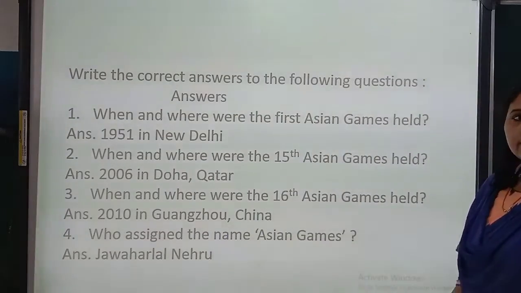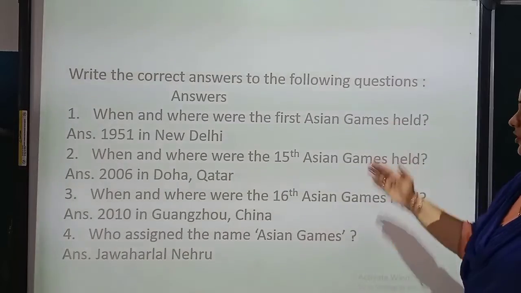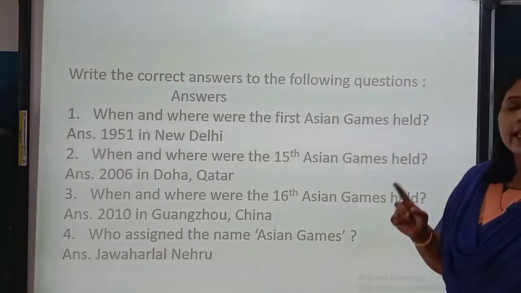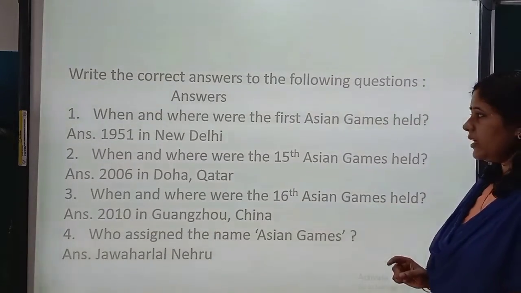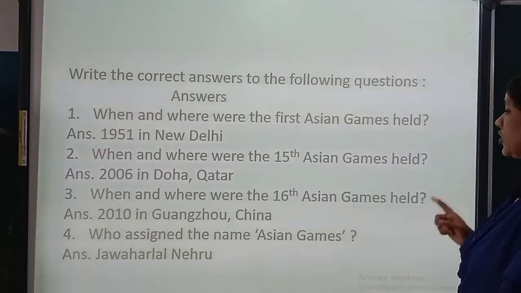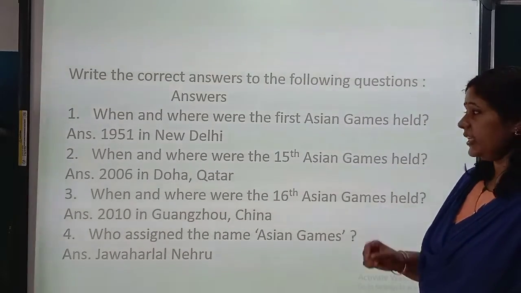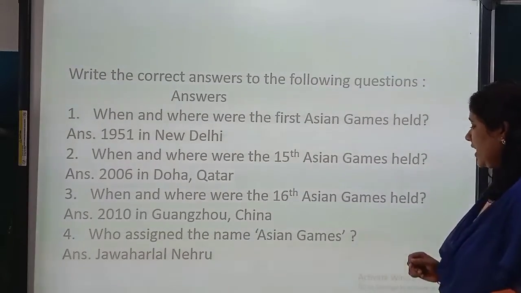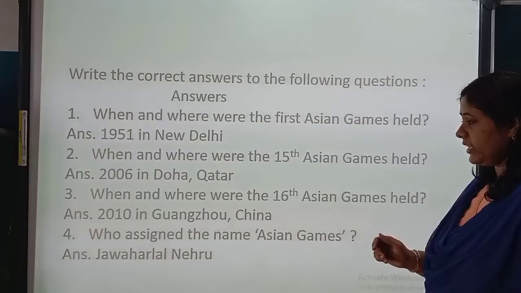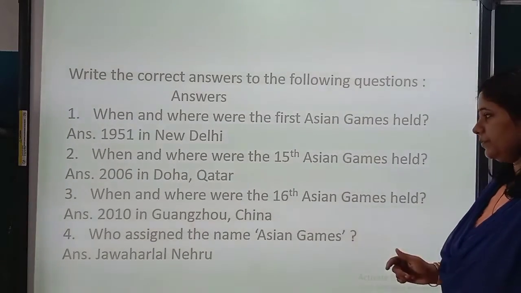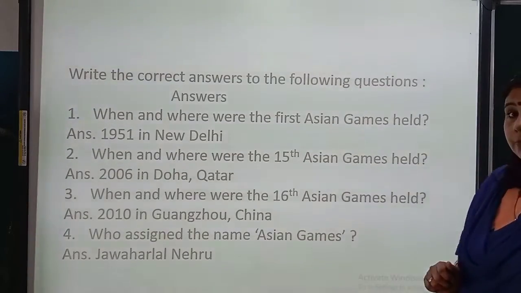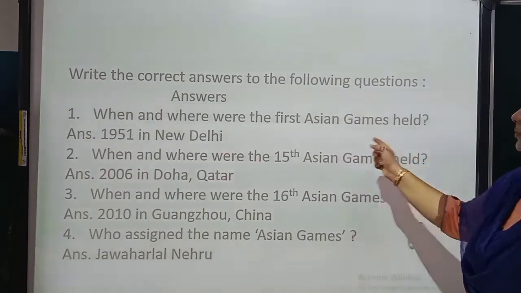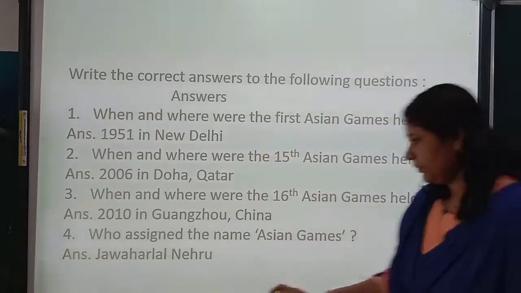Write the correct answers to the following questions. Here I am sharing answers with you, okay? When and where were the first Asian Games held? In 1951 in New Delhi. When and where were the 15th Asian Games held? 2006 in Doha, Qatar. When and where were the 16th Asian Games held? 2010 in Guangzhou, China. Who assigned the name Asian Games? It was given by Jawaharlal Nehru. That's why the first Asian Games was held in New Delhi.